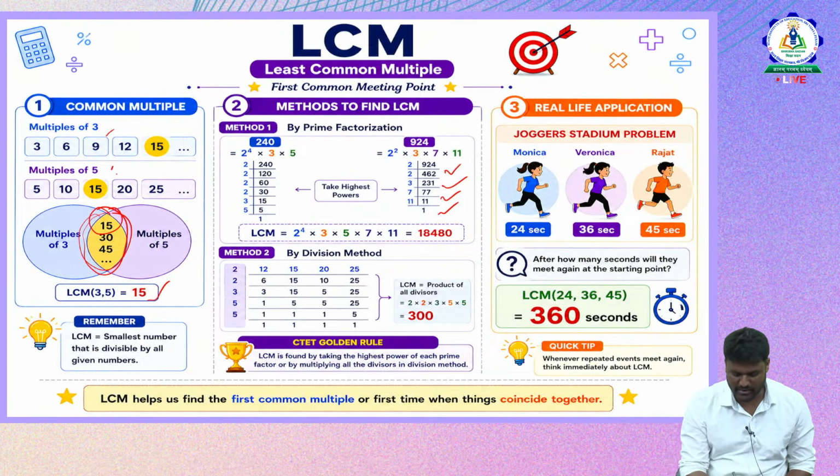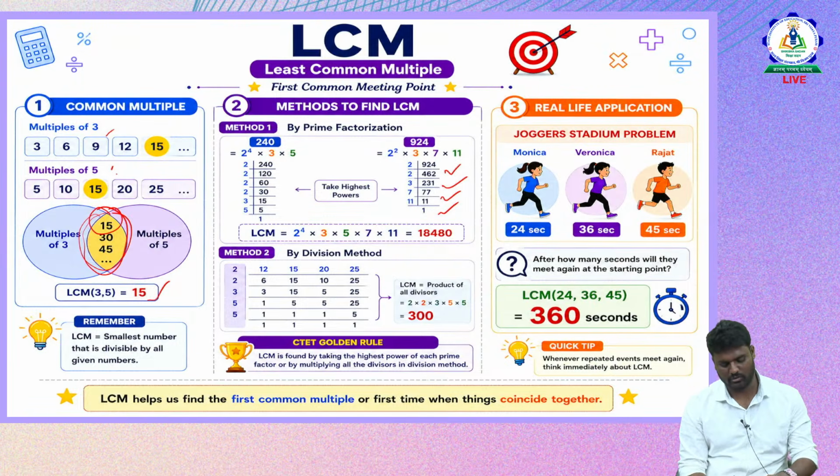Okay, now if you see here for the LCM, how many divisors are there? There are 4 times the number is divisible. So that means we can say 2 to the power of 4, 3 to the power of 1, and 5 to the power of 1. In this number again we can see 7 to the power of 1, 11 to the power of 1.